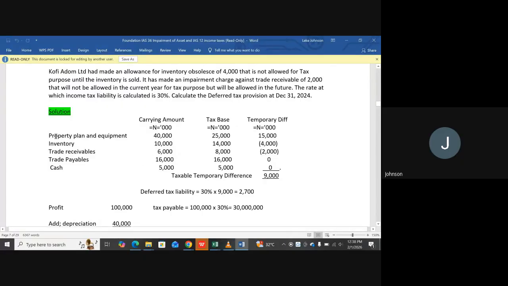List out all the assets, right? List out all the assets, start with the carrying amount of the assets. So it's the carrying amount of what the asset is. Then the next thing is list out all the tax bases of the assets. How do you get your carrying amount? By taking the cost of the assets, minus accumulated depreciation, which gives the carrying amount of the asset.